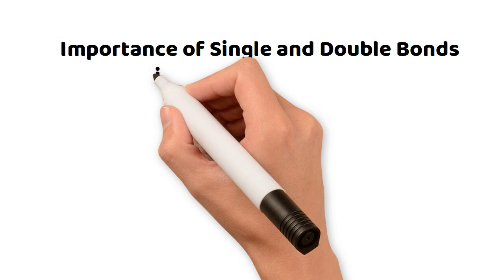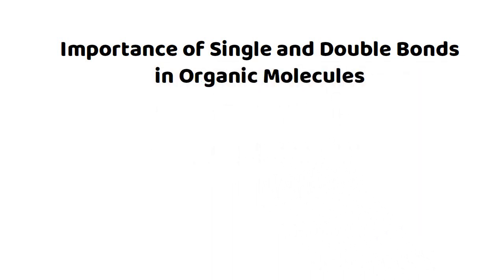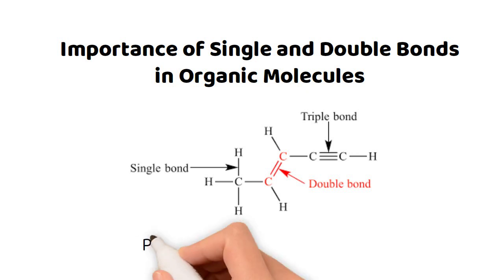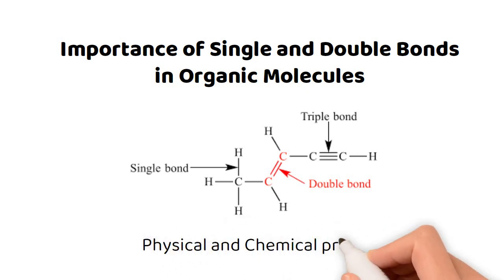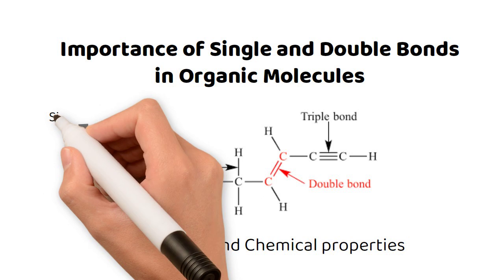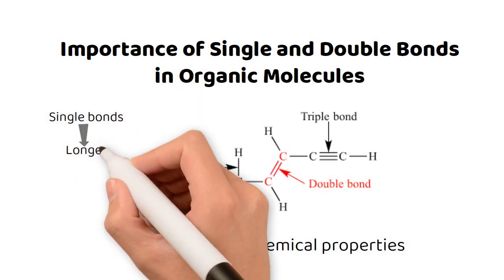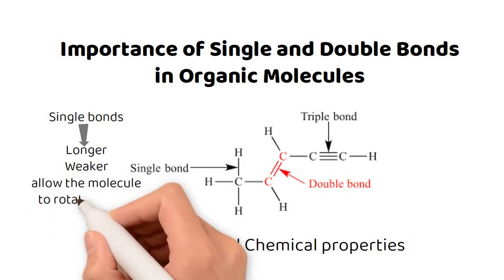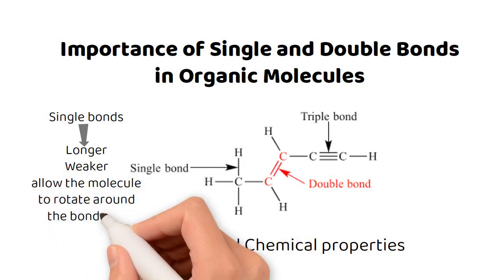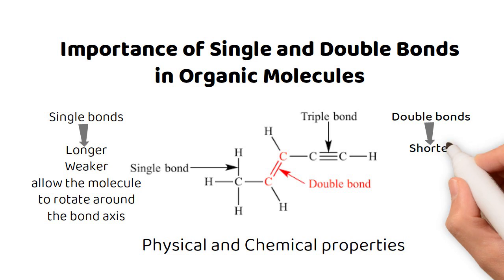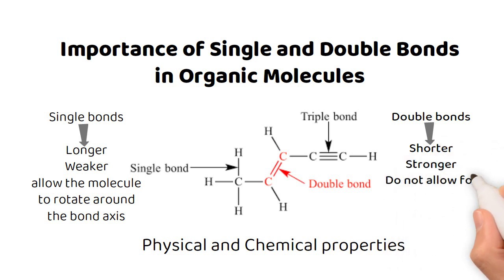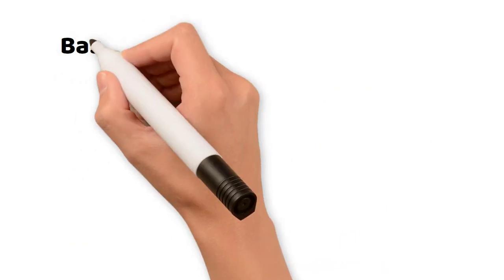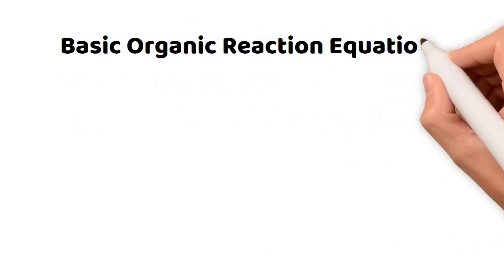Importance of single and double bonds in organic molecules. Single and double bonds in organic molecules play a critical role in determining the physical and chemical properties of the molecule. Single bonds are typically longer and weaker than double bonds, and they allow the molecule to rotate around the bond axis. Double bonds are shorter and stronger than single bonds, and they do not allow for rotation around the bond axis.